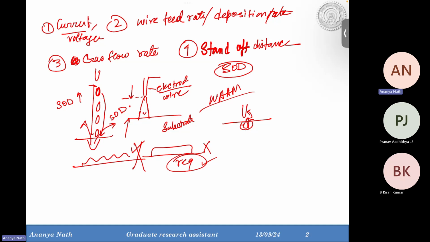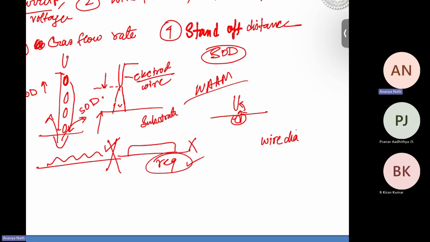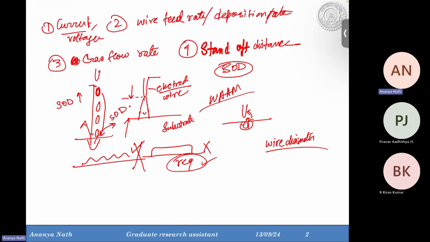Other than this, there can be other process parameters as well. For example, the composition of the electrode, or the surface roughness of the electrode, or the diameter of the electrode, which relates to the wire feed rate. We have one process parameter, so why not the wire diameter? You can vary the wire diameter, but generally you will get a standard wire diameter for a WAM process, so you don't have the space to optimize this and make changes.